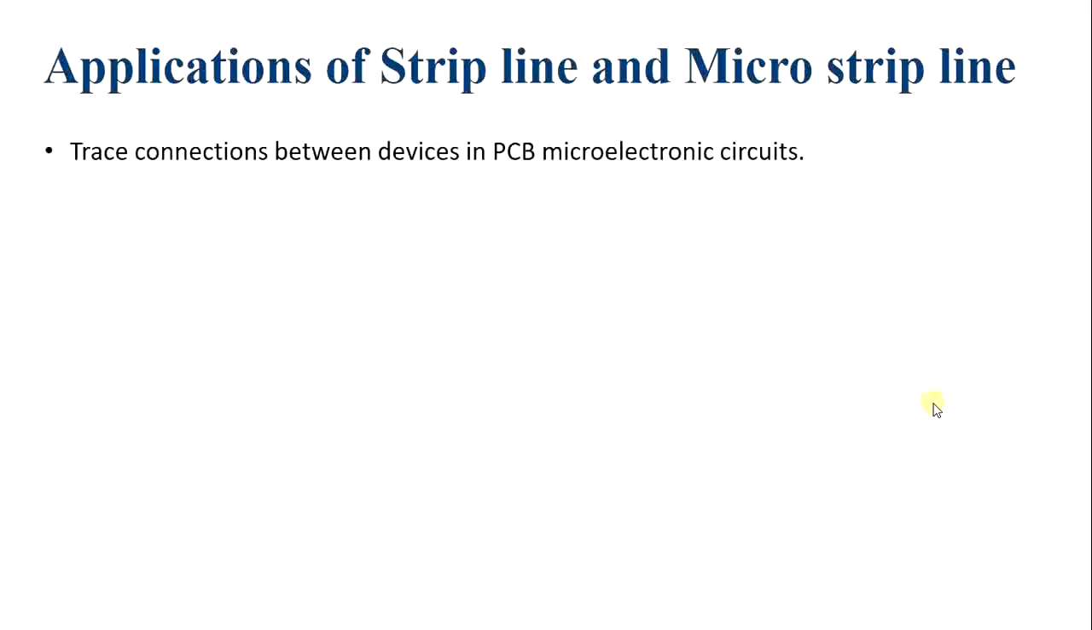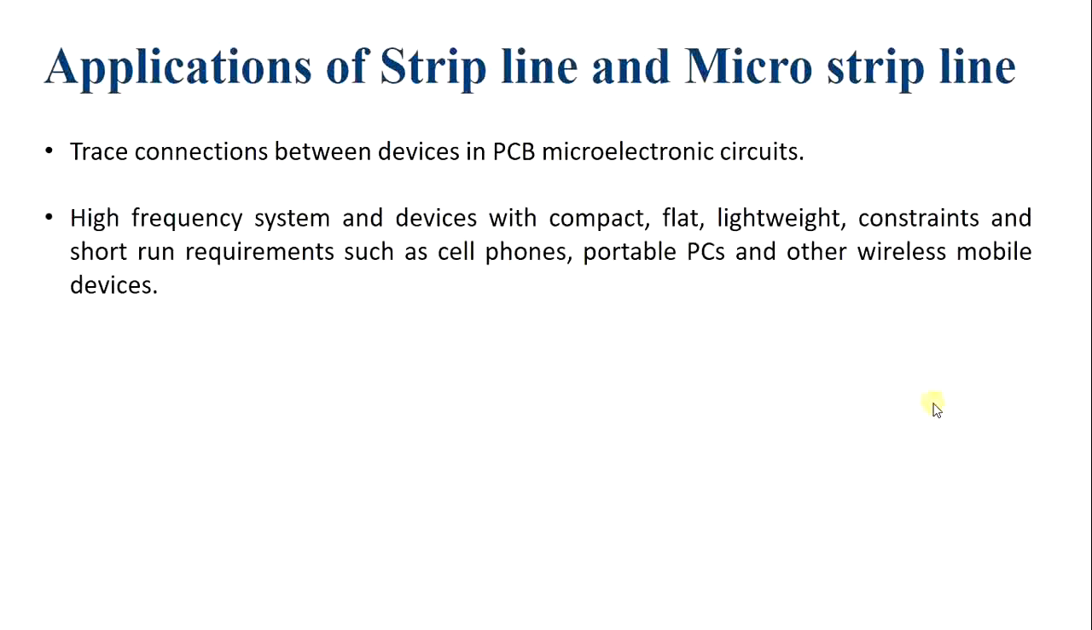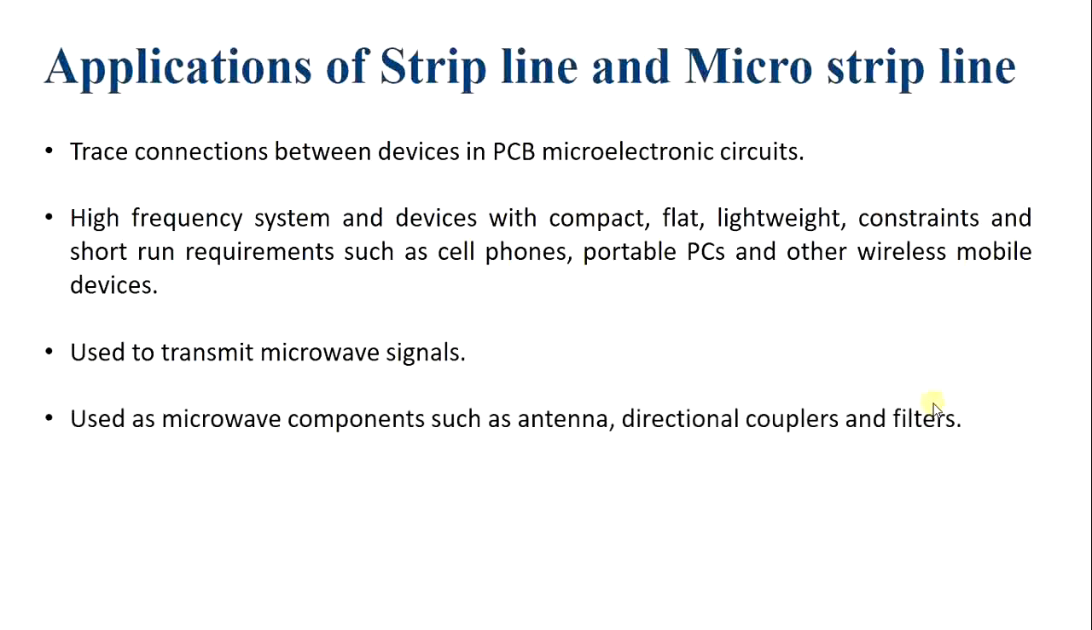So now we will see what the applications of strip line and microstrip line are. They can be used to trace connections between the devices in PCB microelectronic circuits. High frequency systems and devices with compact, flat, lightweight constraints and short range requirements, such as cell phones, portable PCs and other wireless mobile devices, use these strip lines. They are used to transmit the microwave signals, as I said, and they are used as microwave components such as the microstrip antenna we have discussed. So this can be used as microwave components such as antennas, directional couplers and filters.